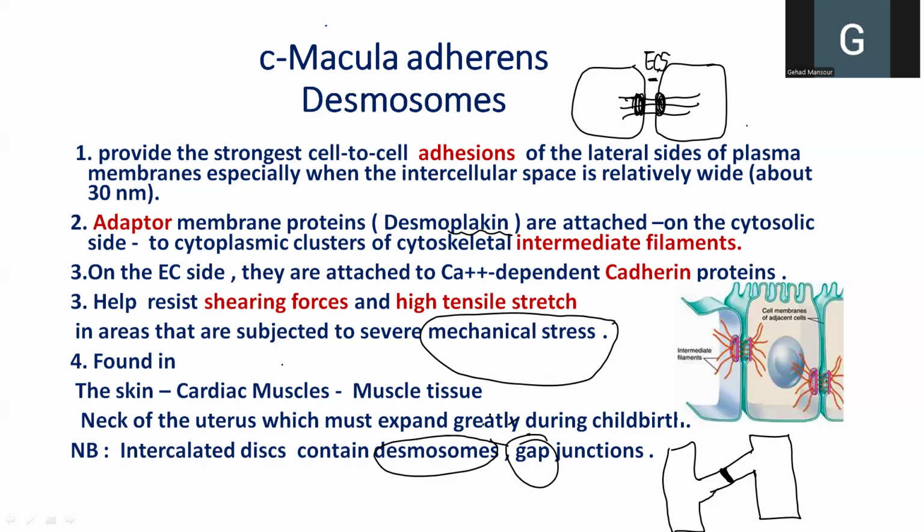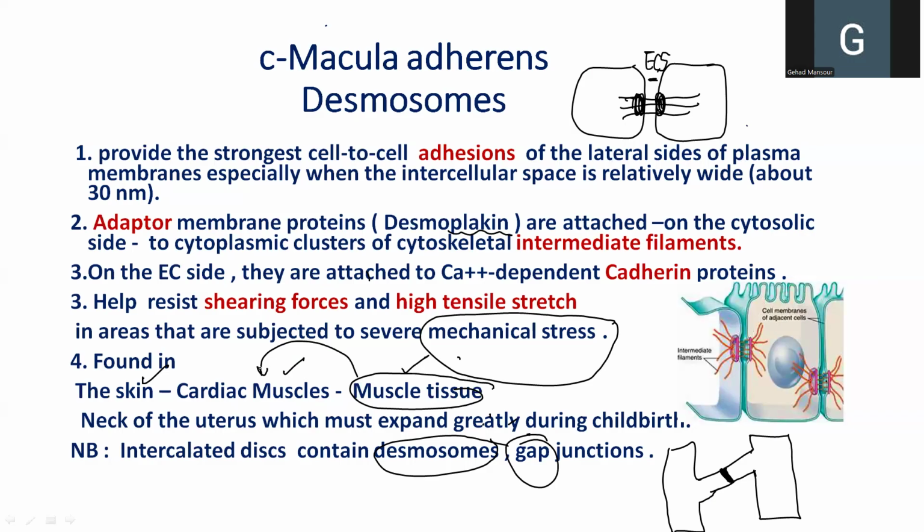So desmosomes can be present in cardiac muscles, in muscular tissue, in the skin, and in other areas of the body. But muscular tissue in general, including the cardiac muscles, and the skin. Of course, when we say muscular tissue here, we mean muscular tissue other than the cardiac, because we have put the cardiac muscle as a separate entity, but they're all muscles.